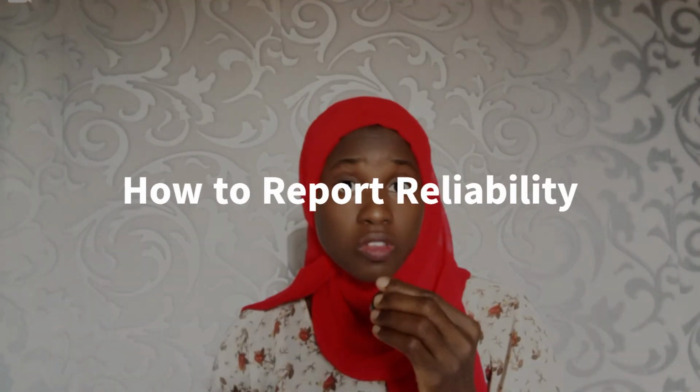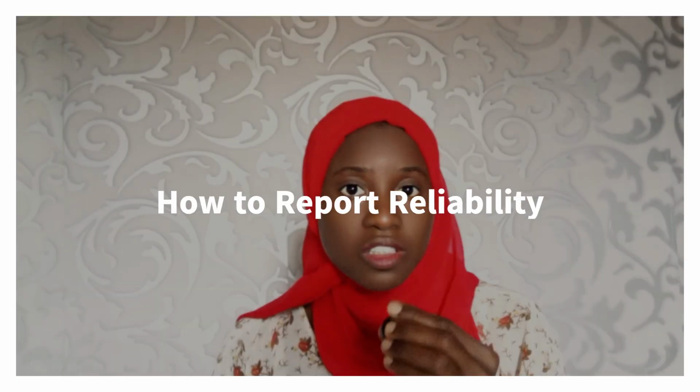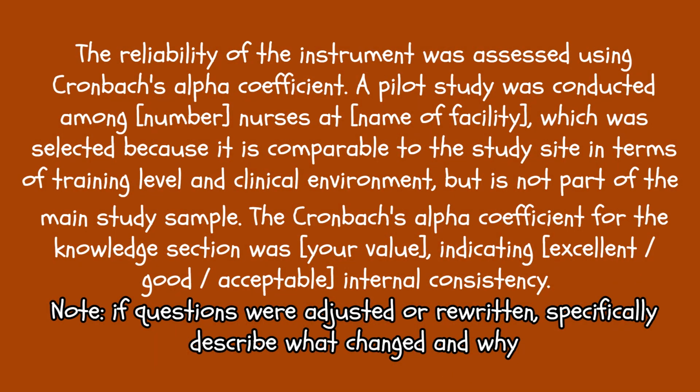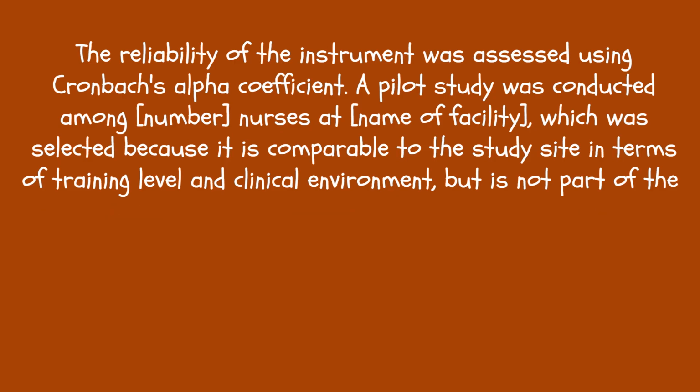Now let's talk about how to report your reliability section in your chapter 3. Now on your screen is a sample of how you can report this in your chapter 3. All you have to do is to input the places, the numbers, and the people. And if there's anything that you don't understand, you can simply drop your question in the comments. And if you want to report for the rest of your objectives, you don't have to write it in a different paragraph. The moment you finish writing, the Cronbach alpha for knowledge was maybe, let's say, 0.8, indicating good internal consistency. You now put for attitude it was 0.9, for practice it was 0.7. You just report them all together.